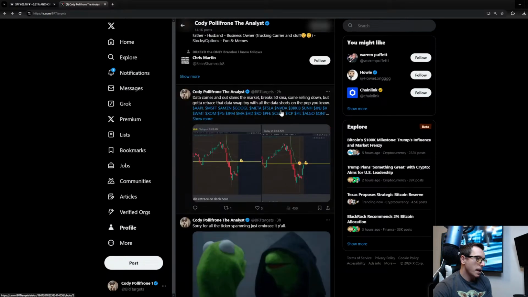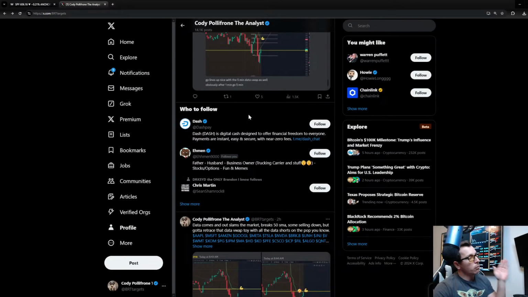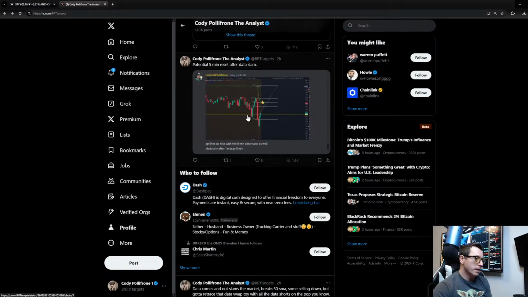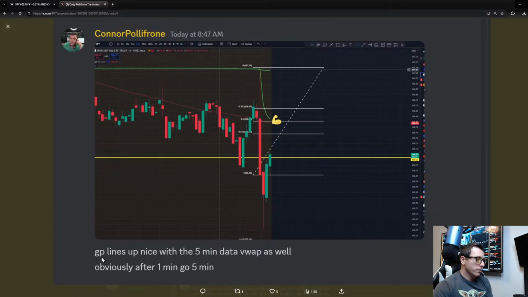All right. And after we get the 1 minute, we will then transition to the 5 minute time frame. The next post, 2 hours ago: potential 5 minute reset after data slam. GP lines up with 5 minute data VWAP as well. Obviously after 1 minute, go 5 minute, which means after you break the 1 minute, you can transition into a 5 minute, as that's the sequence of move and volume.